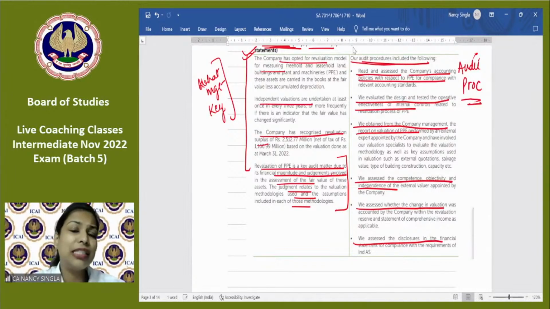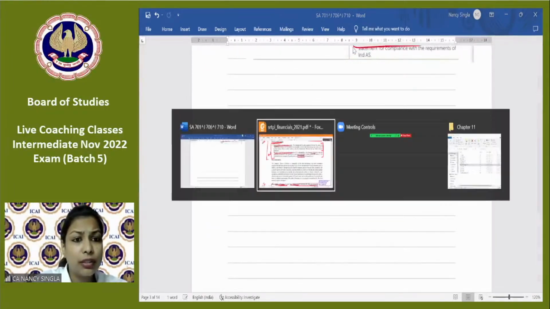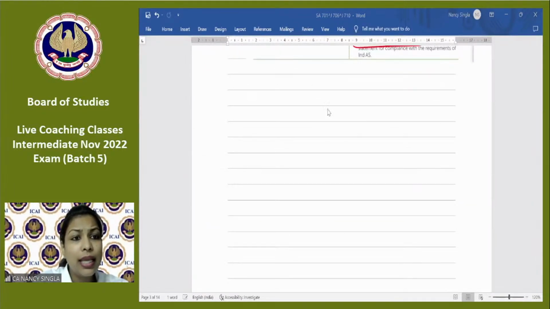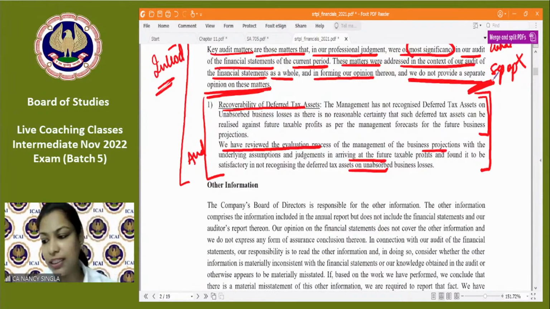So out of the matters discussed with those charged with governance, this is the matter of most significance which I should tell to the users of the financial statement by bringing it to the key audit matter section. And here the auditor needs to specifically mention that we do not provide a separate opinion on these matters. Okay, see, substantial amount depends upon professional judgment of the auditor.